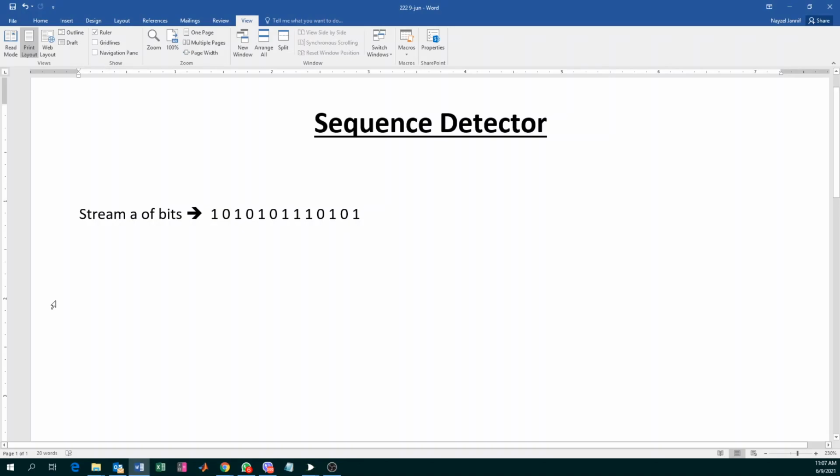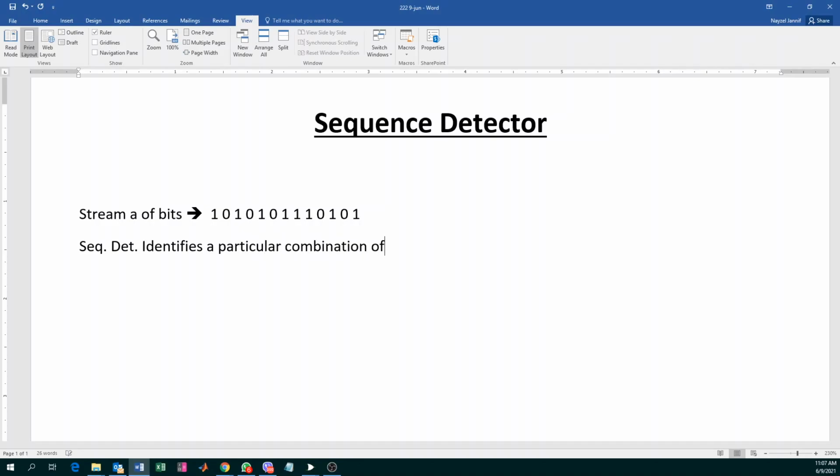And what a sequence detector does is it identifies a particular combination. So the sequence detector, I'm going to use short form, detector, identifies a particular combination of bits within the sequence, within the stream.